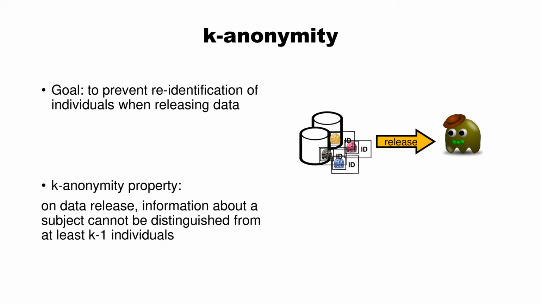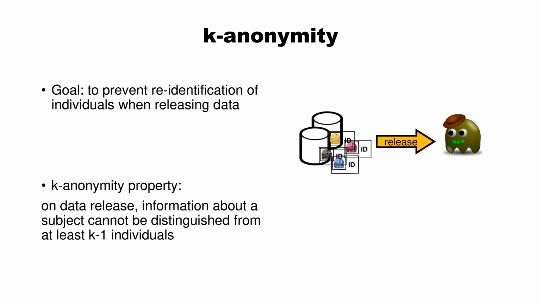To prevent the re-identification of individuals when releasing data, K-anonymity was proposed, with the particular objective to prevent the combination of quasi-identifiers being used for re-identification of users. K-anonymity has what's called the K-anonymity property. On data release, information about a subject or an individual that's part of this database cannot be distinguished from at least K-1 other individuals. It means there is an anonymity set for individuals when data about them is released.